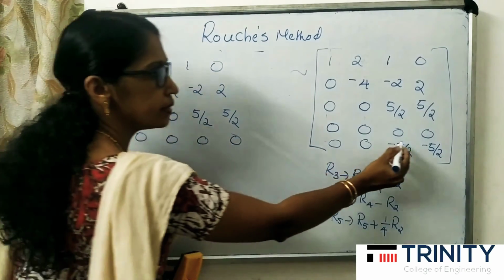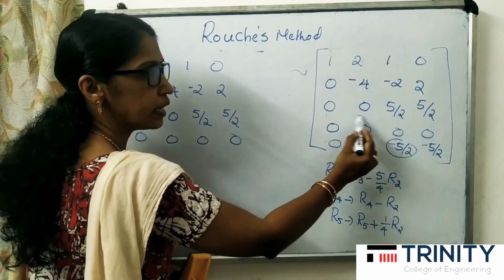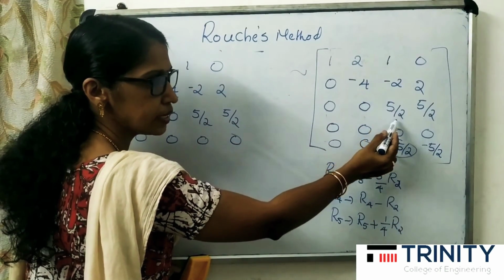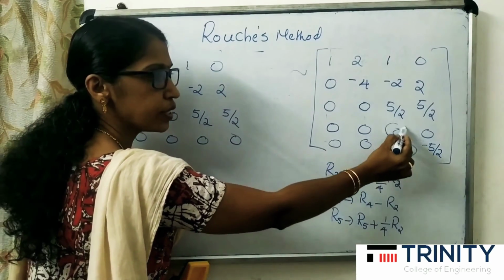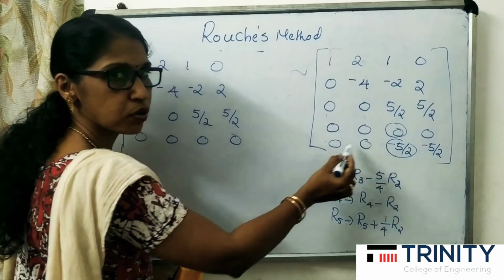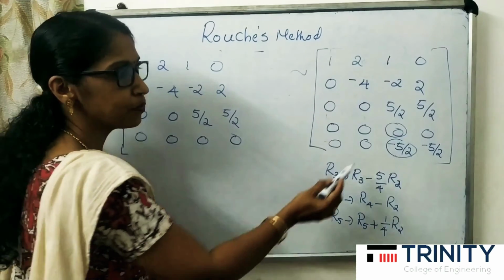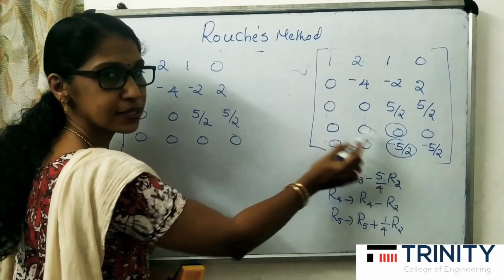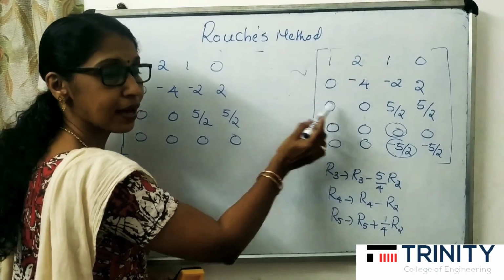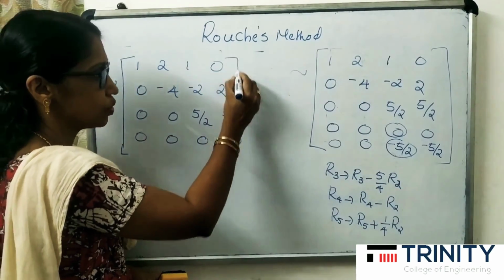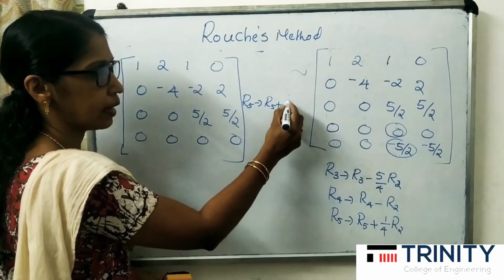Now we have to make this element 0 because coming towards the third row, the leading element is 5 by 2. We have to change all the elements below this 5 by 2 as 0. This element is already 0. We have to make this element also 0. So for making this element 0, what is the transformation? Adding these two rows, we get 0 here. So R5 gives R5 plus R3. That is the transformation. So I am writing here R5 gives R5 plus R3.